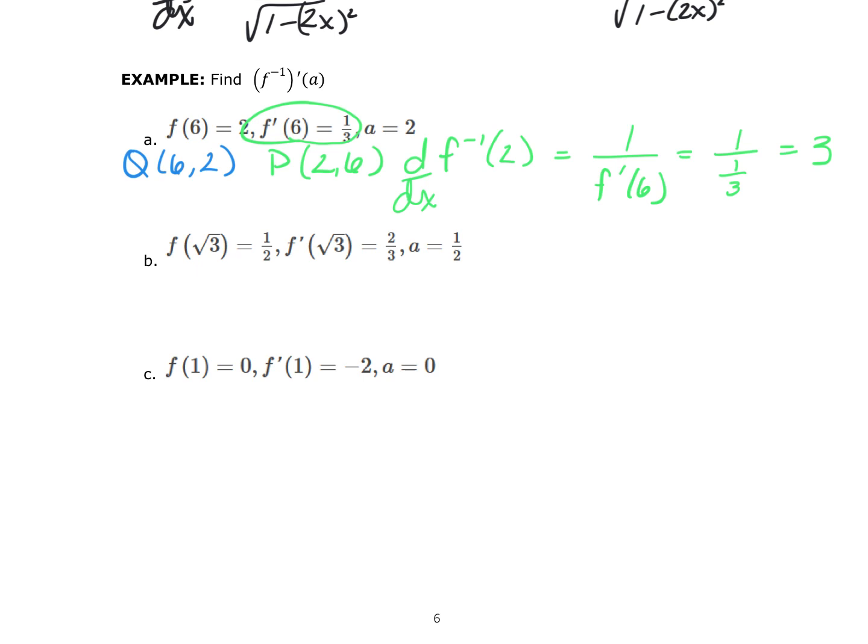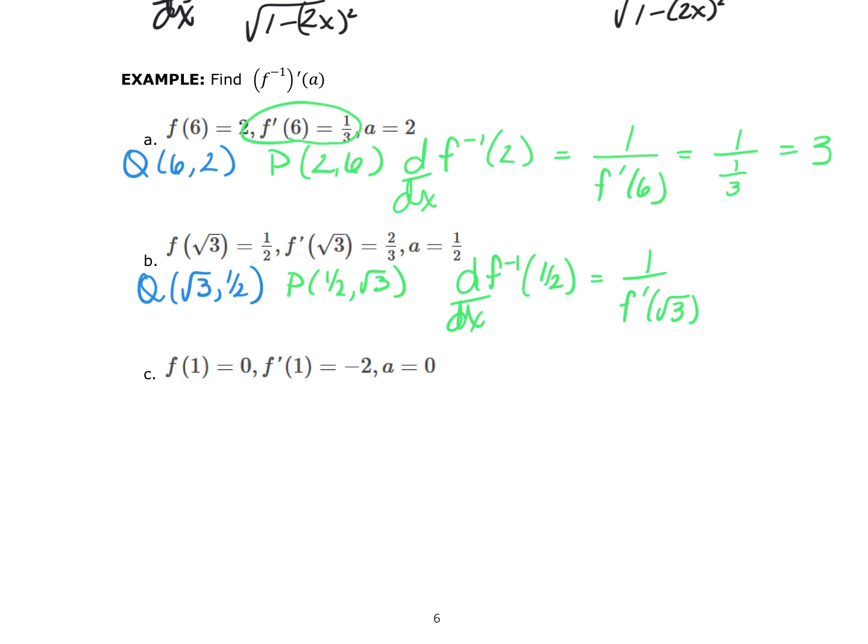All right, same thing. My Q is (square root of 3, 1/2). My P is (1/2, square root of 3). My derivative of my inverse, d/dx of f inverse of 1/2, is equal to 1 over f prime of the square root of 3, which is equal to 1 over 2/3, which is just 3 over 2. These are so lovely, not having to find the inverse first.